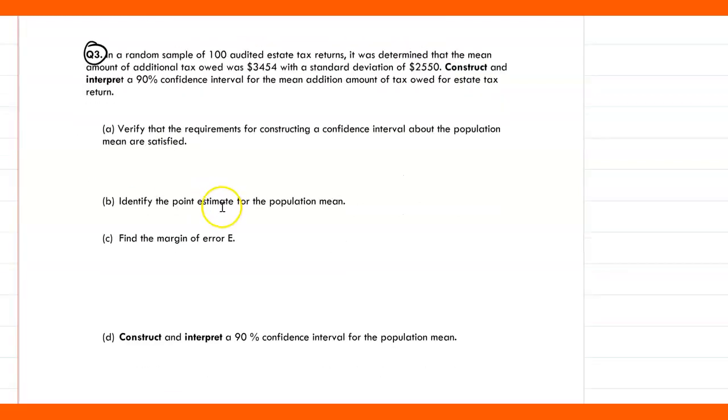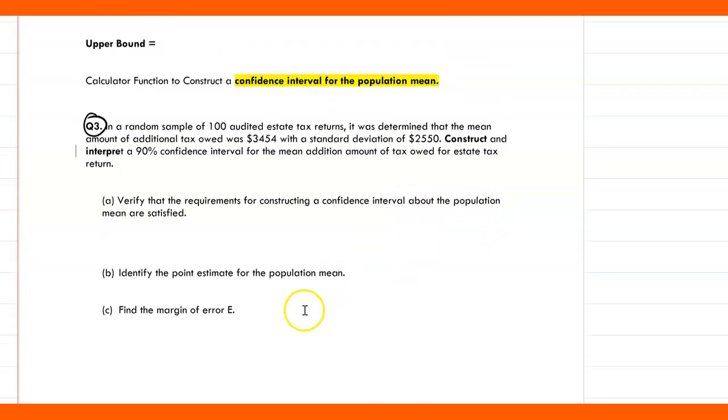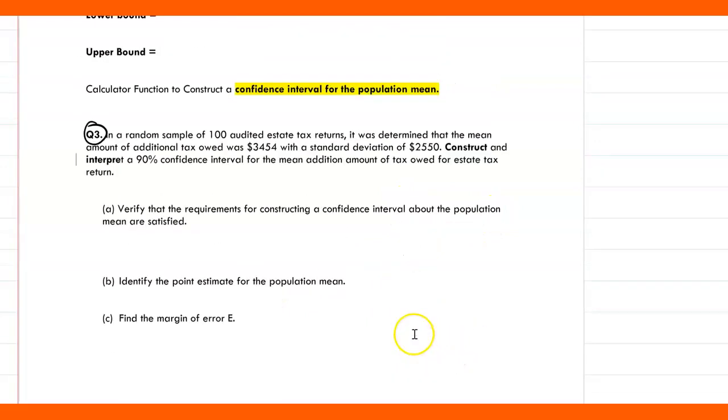This question is about finding a confidence interval for the population mean. In a random sample of 100 audited state tax returns, that's the sample, n equals 100, it was determined that the mean amount of additional tax owed was 3,454. Therefore, x bar equals 3454 because that's the mean.